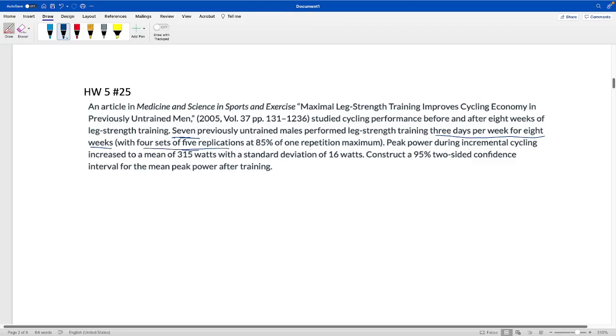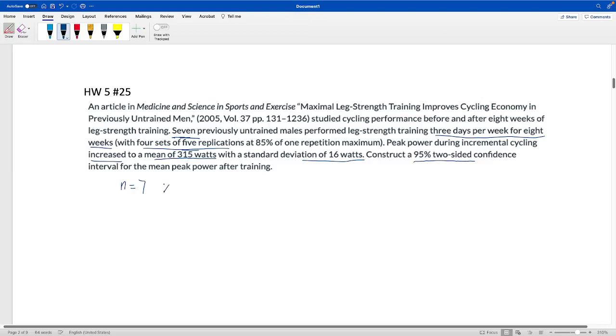Peak power during incremental cycling increased to a mean of 315 watts. So there was an increase with a standard deviation of 16 watts. And we're asked to construct a 95% two-sided confidence interval for the mean peak power after training. Okay, so it looks like we've got to get the thing. So how many did we have in our sample? We had a sample of 7 untrained men.